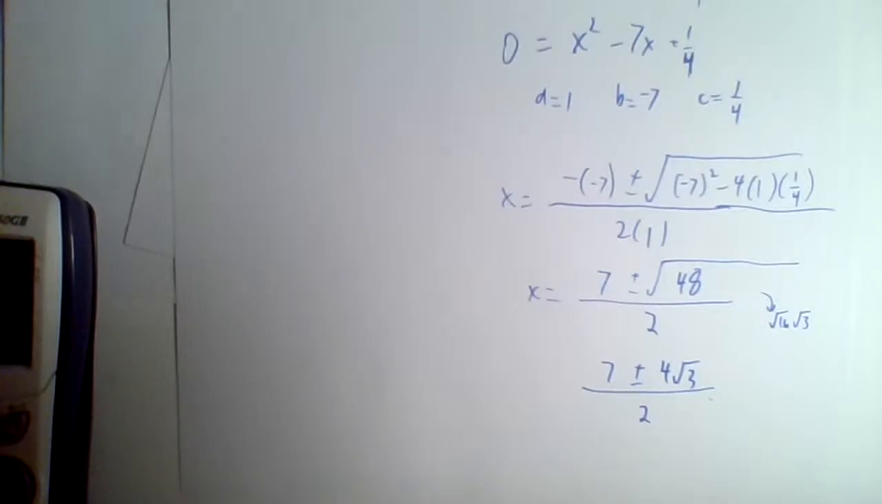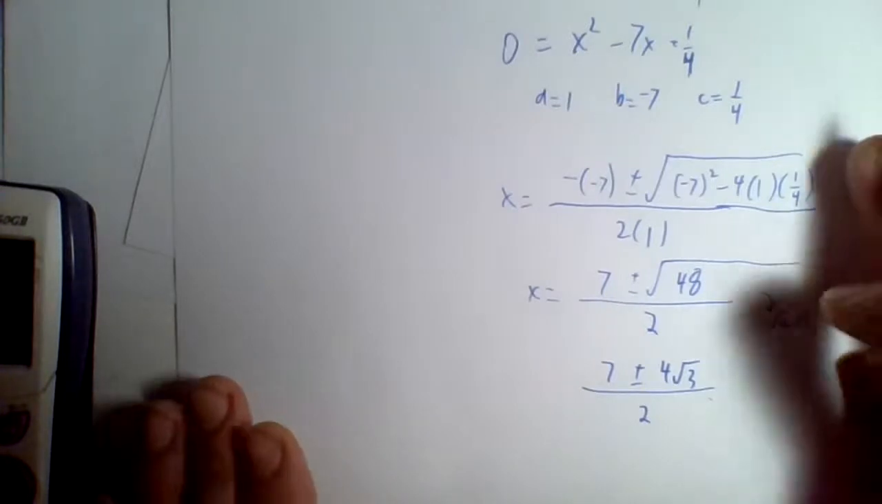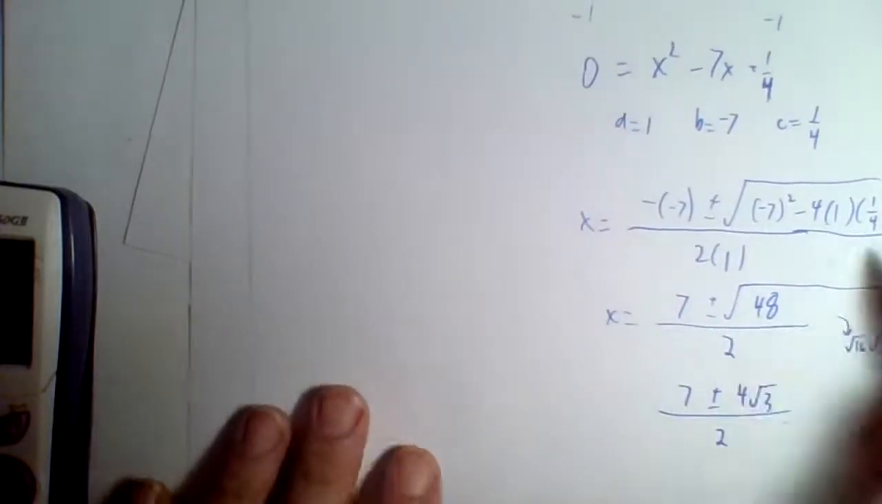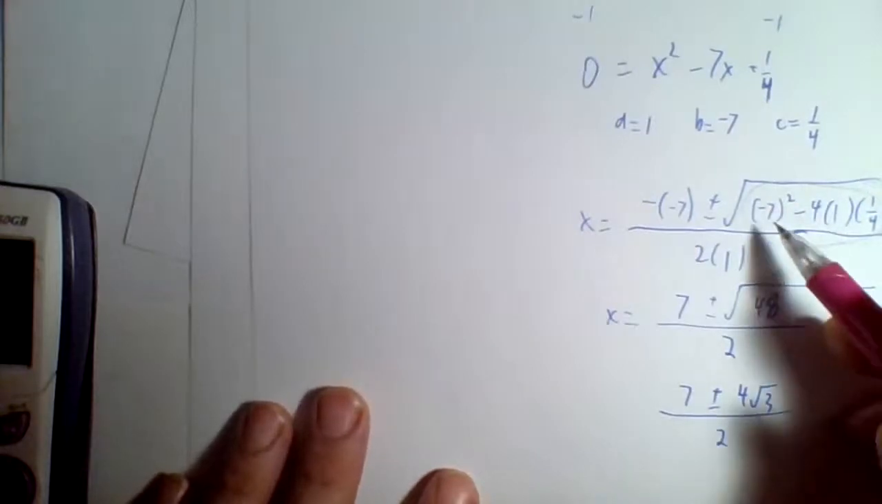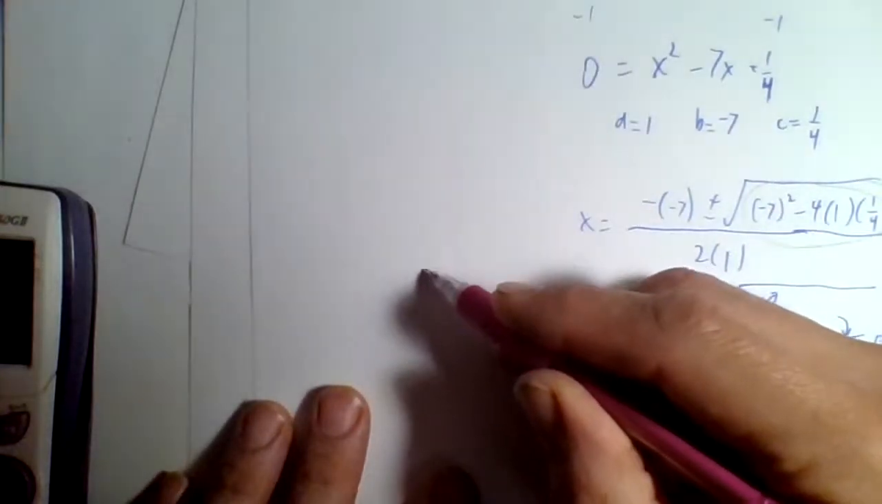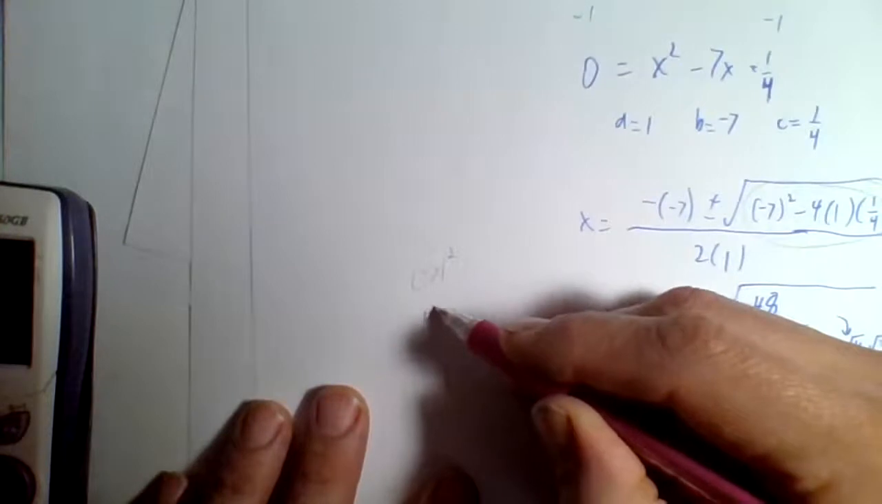Now going back a little bit to the details on this, I just wrote this down without going through all the calculations. What happens with all this? Negative 7 squared is negative 7 times negative 7, so that's 49.